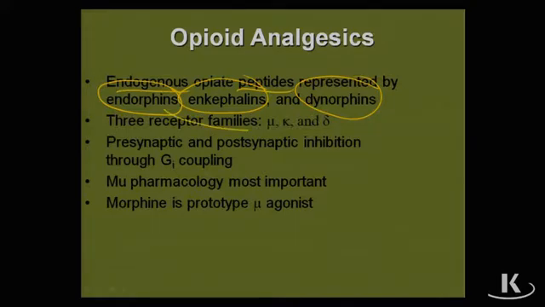Mu is the primary target of endorphins, and whereas dynorphins like to bind to kappa, the enkephalins like to bind to delta receptor. It is the mu pharmacology that we are most excited about. It's the one that is more important and the one for which morphine is the prototype.